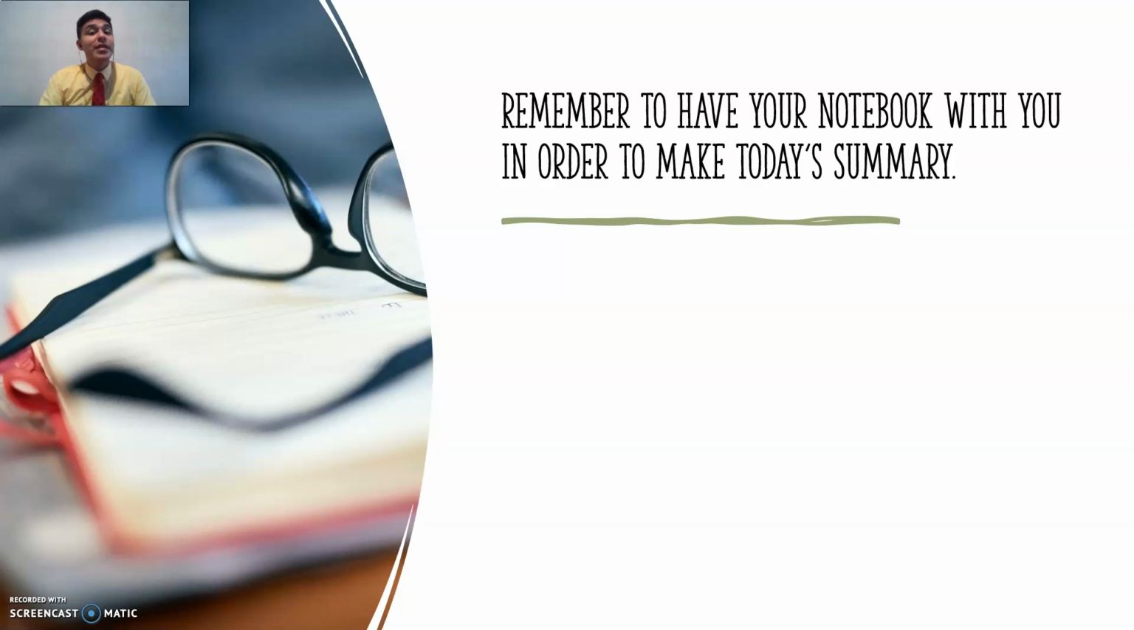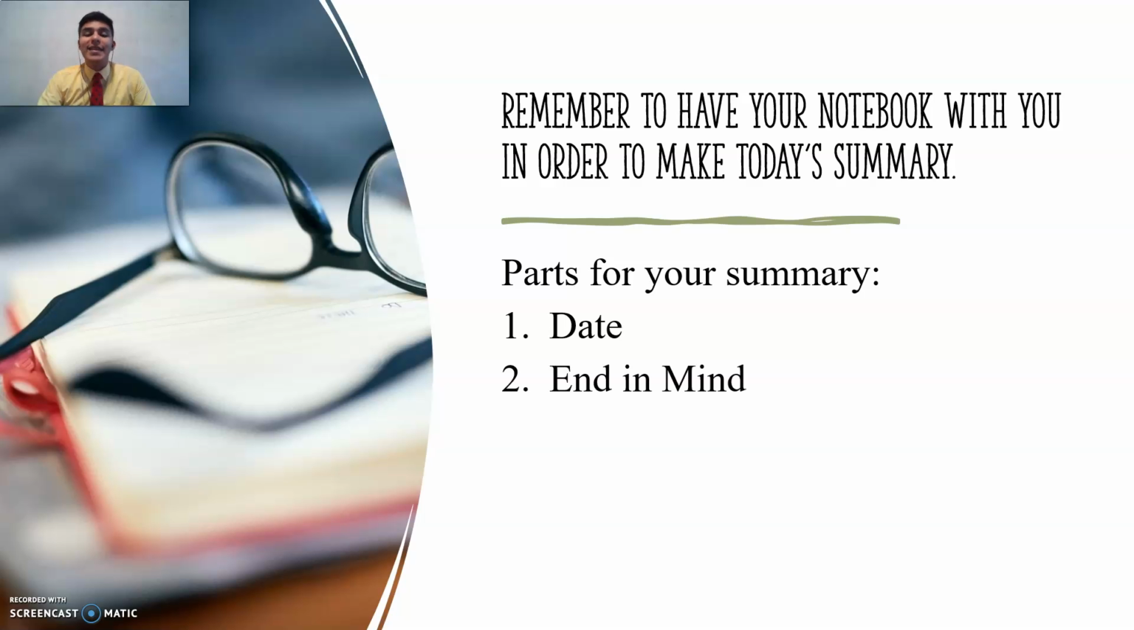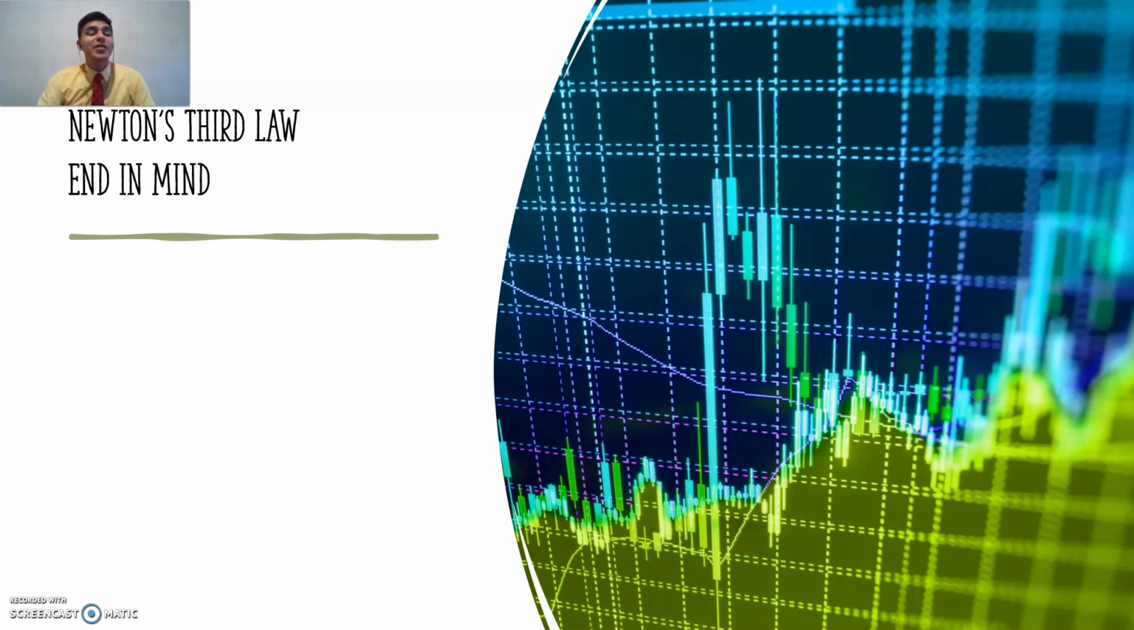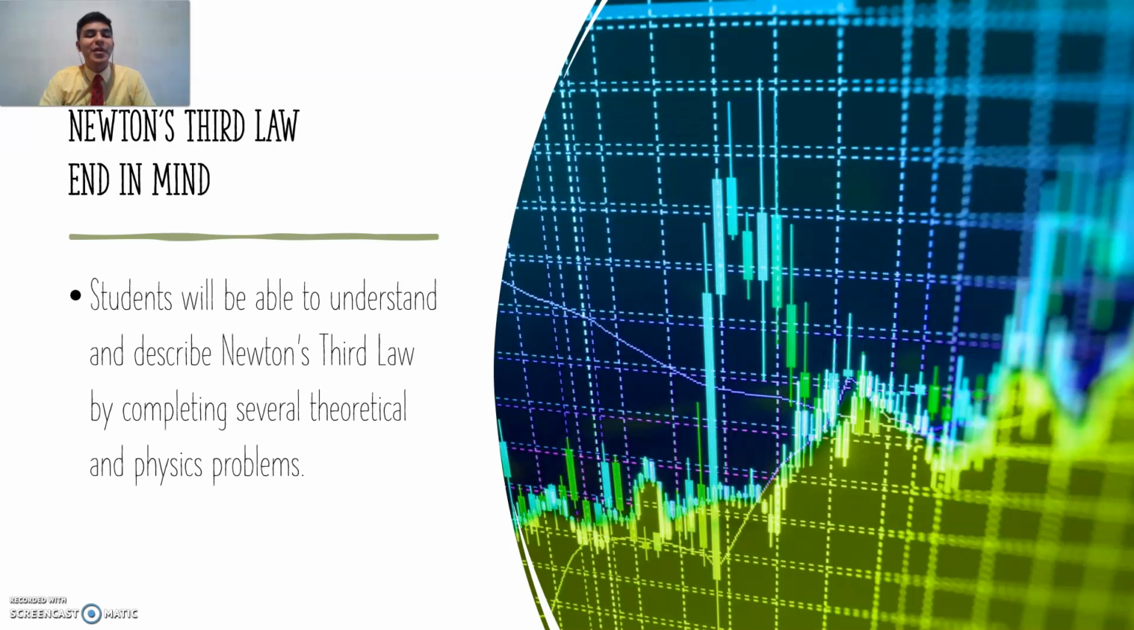Remember to have your notebook with you in order to make today's summary. Of course, keep in mind to add these parts to your summary: date, ending mind, title, summary, and some extra decoration to it. Today we're going to be working on topic 3.03, Newton's third law. And the ending mind for today is the following. The students will be able to understand and describe Newton's third law by completing several theoretical and physics problems.